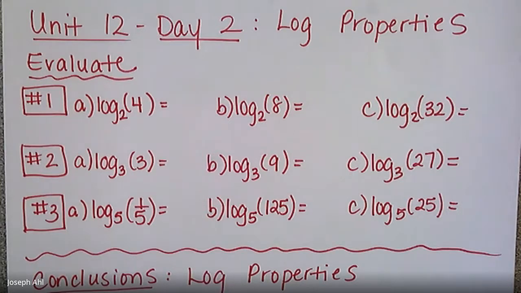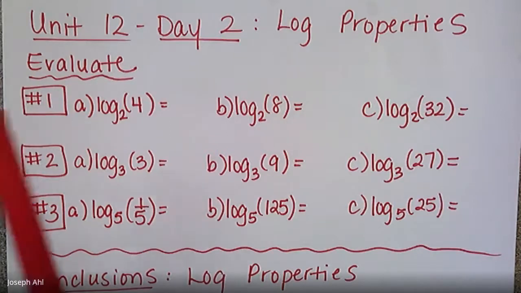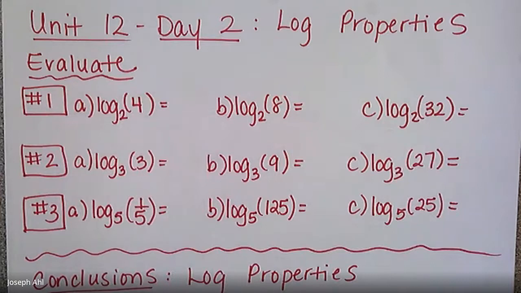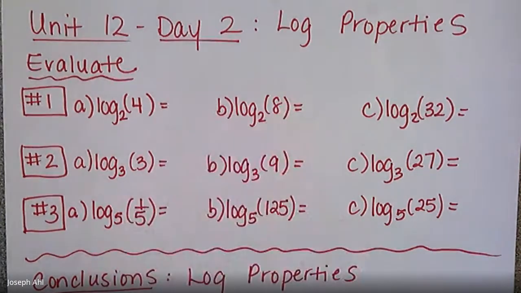In order to get a glimpse into what log properties are, I'm going to have you evaluate some logs, and then we're going to make some conclusions about each row. So in number one, rows or letters A through C have a connection. They are all log base 2 examples. And there's definitely a connection going on in number 2 and number 3 as well. And maybe as you start filling in the exact values for each of these, you'll start realizing some of the connections that I want you to be making here.